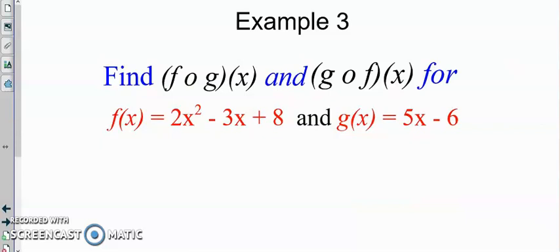But with this one, we're going to do f of g of x on this video, and then I'm going to make another video for g of f of x. All right, so with this, we're going to start off. It says find f of g of x and g of f of x for f of x equals 2x squared minus 3x plus 8, and then g of x equals 5x minus 6. And so here we're going to go ahead and find that out. We're going to work it out and everything.